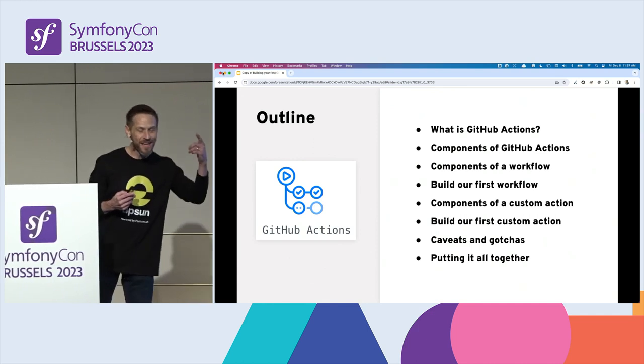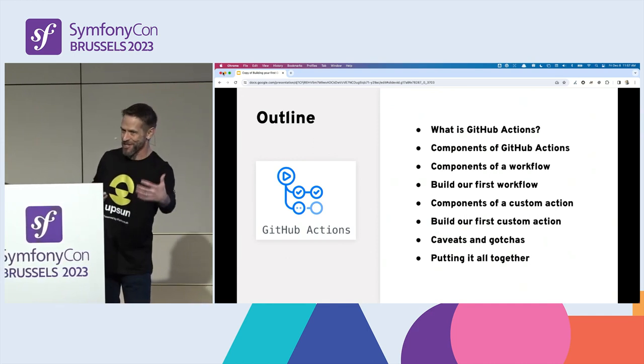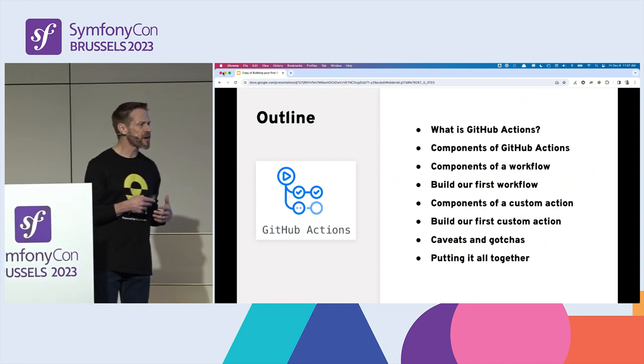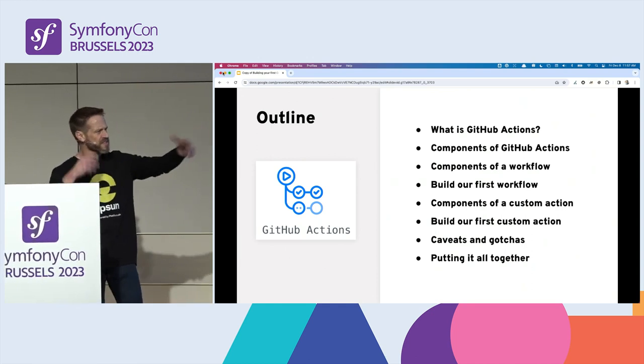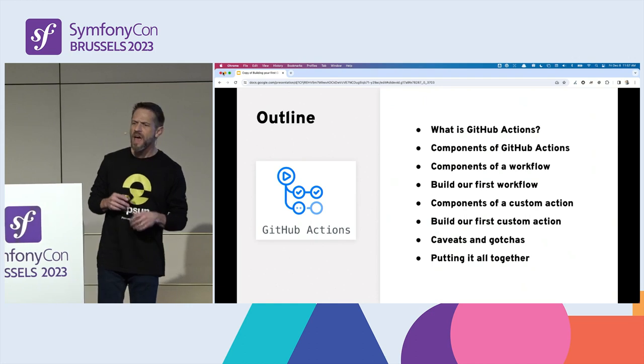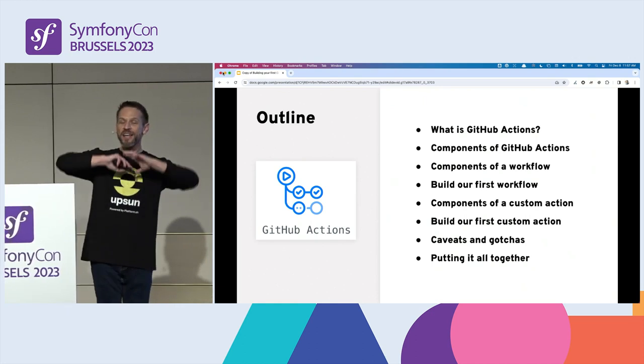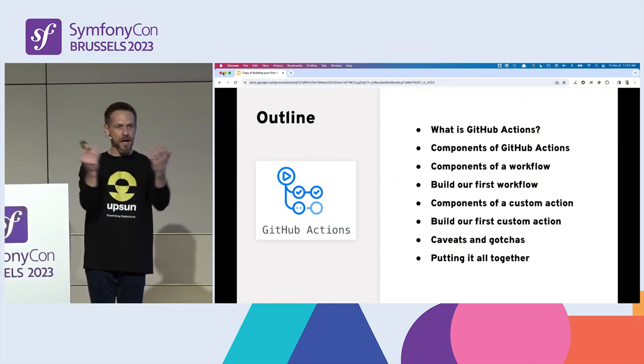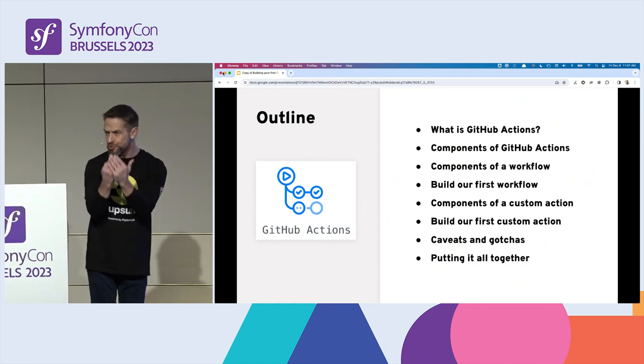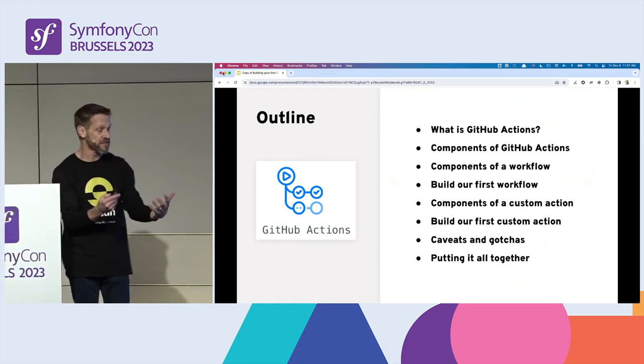And then along the way, we're going to build our first custom action together and see that in use. As we go through, I'll give you more warnings, some caveats and gotchas, things to watch out for. And last, hopefully with enough time, I'll show you how all these things come together to actually build out true real-life automation.